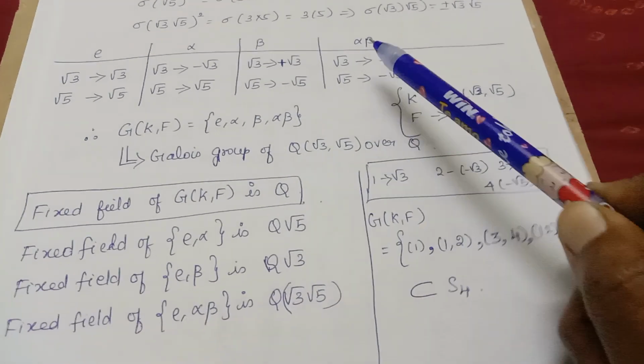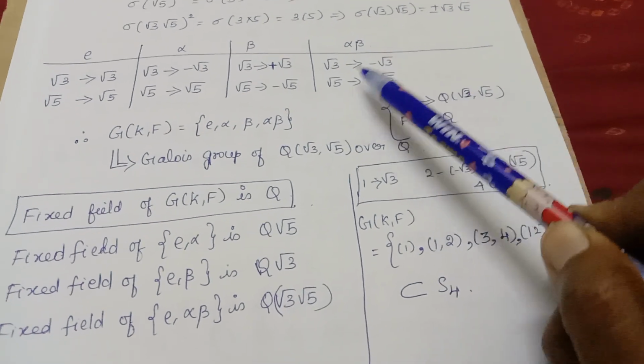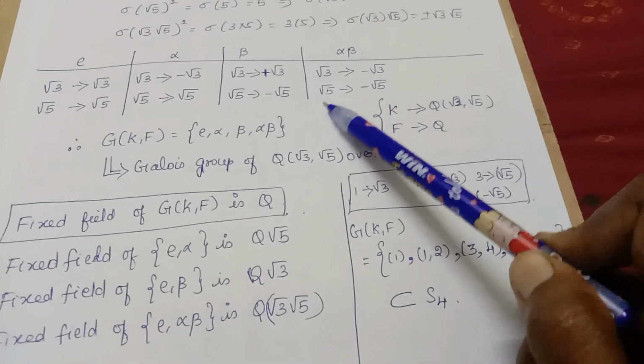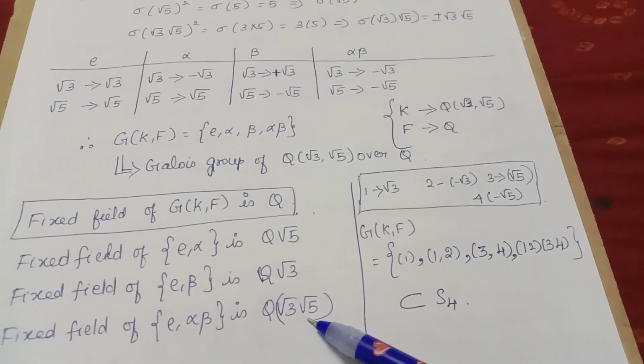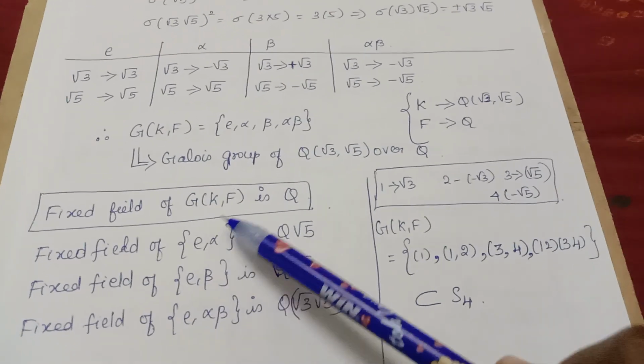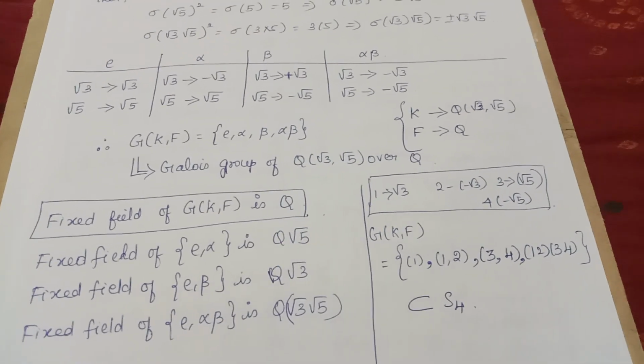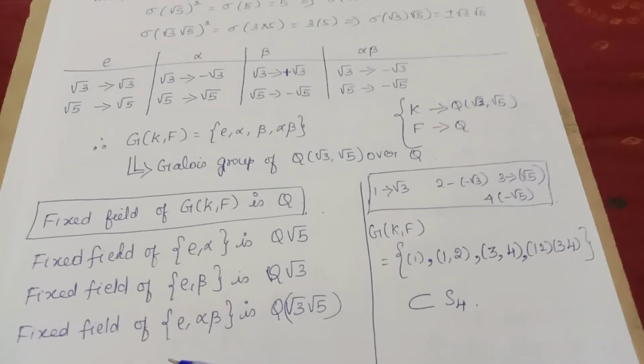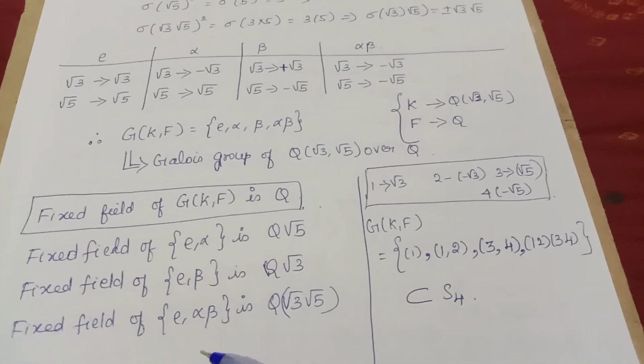The fixed field of E, with alpha, beta, or you can name it gamma, is root 3 into root 5. Only root 3 into root 5 is fixed. Okay, right. So these are the fixed fields, and this is how to find the fixed field. Next, we have to compare it with the permutation group.